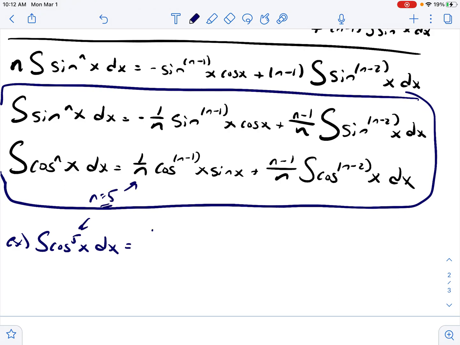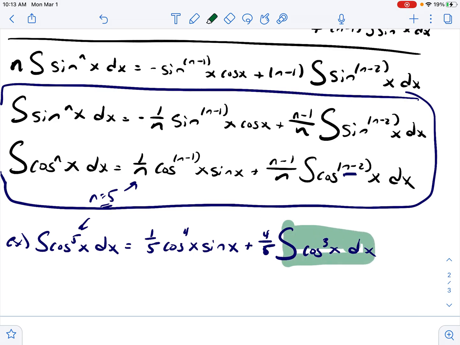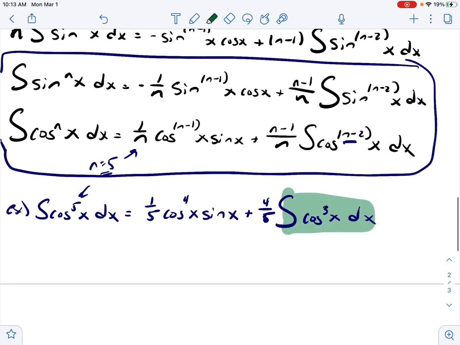So following the formula, we get 1/5 cosine to the fourth power of x times sine of x plus 4 over 5 times the integral, reduced by 2, of cosine cubed x dx back, okay? Now I repeat the process on this. I don't know what the integral of cosine cubed is, so I'm going to go off on the side and do that.